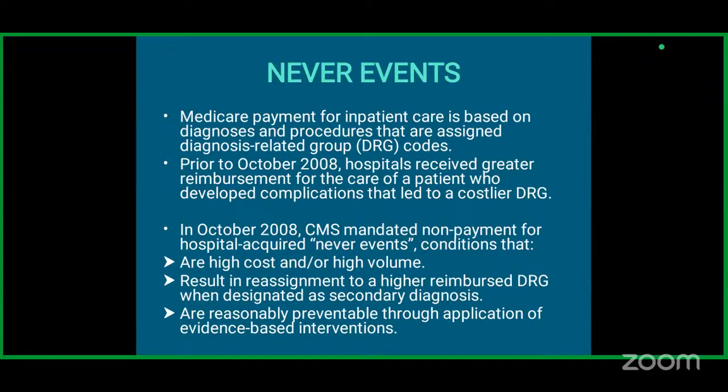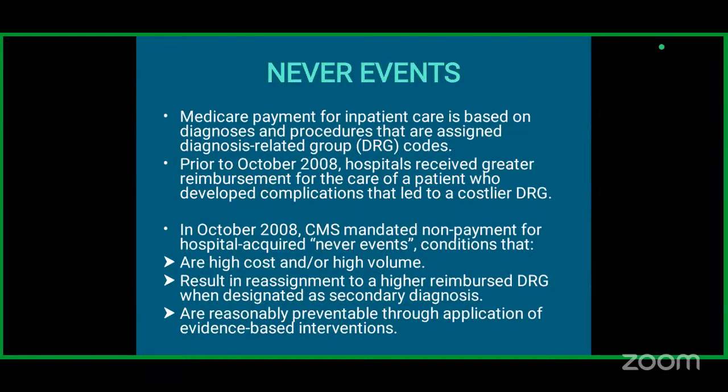And if this patient, for example, has a complication like bed sores, it will increase the cost on the hospital, so it will report it to Medicare, and it will move the patient to another class, let's say class A, which will receive like 3,000 per admission. This was the scenario prior to October 2008. So the hospital received greater reimbursement for the care of patients who developed complications that led to a costlier DRG group.